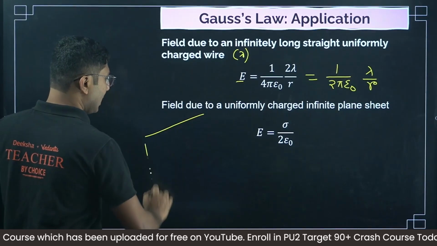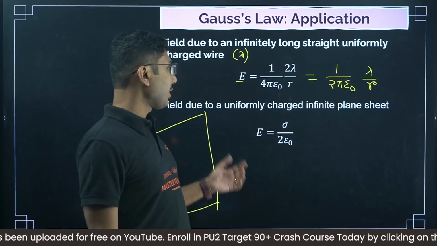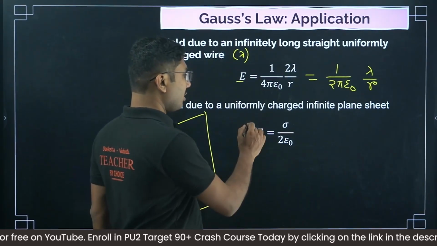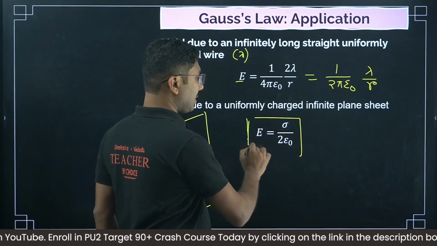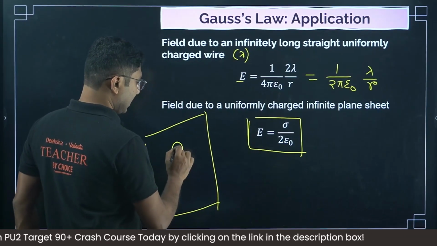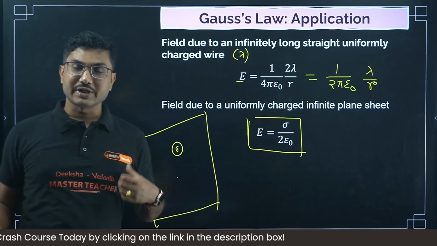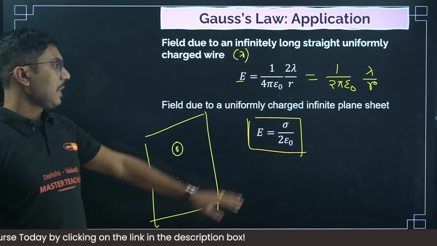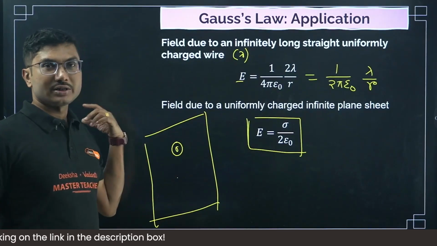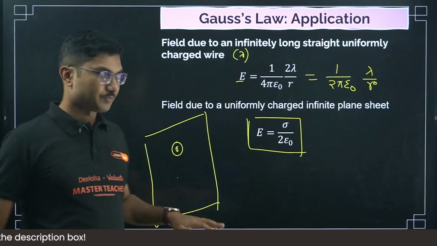Field due to a uniformly charged infinite plane sheet. So here we have a uniformly charged plane sheet, a non-conducting sheet. The electric field is given by sigma by 2 epsilon naught. Sigma is the surface charge density, so whatever the charge is per unit surface area. So this is a constant, as you can see. So due to an infinitely long charge sheet, the electric field anywhere is constant.